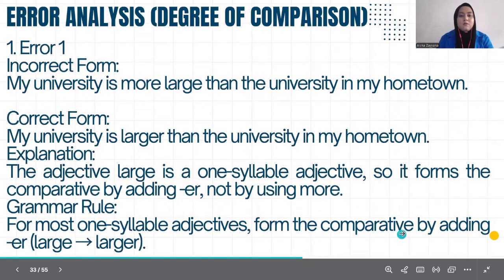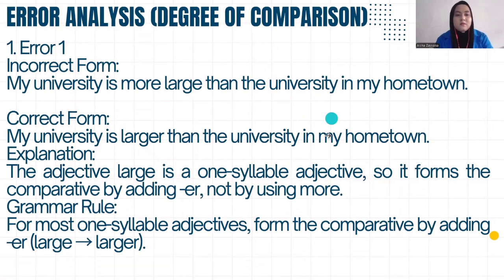And for oral analysis of the degree of comparison, number 1: "My university is more large than the university in my hometown." The correct form is: my university is larger than the university in my hometown. Because the adjective large is a one-syllable adjective, so it forms the comparative by adding -r, not by using more. Grammar rule: most one-syllable adjectives form the comparative by adding -er, large to larger.